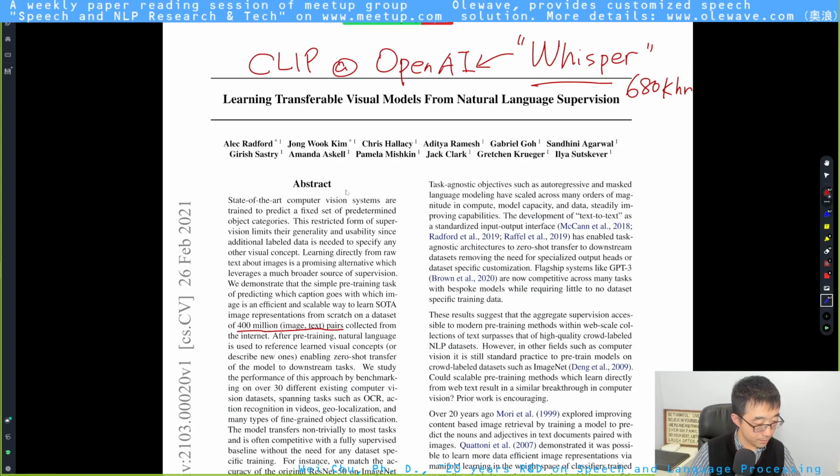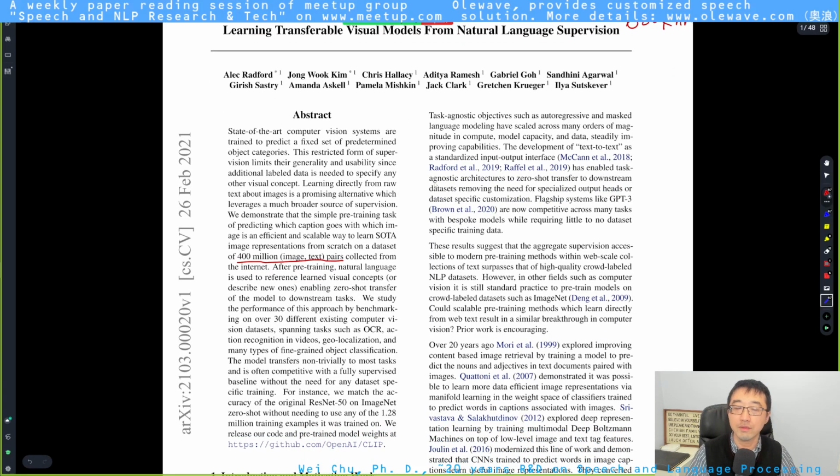Then I think I will start from the introduction. First of all, the authors talked about task agnostic objectives. What does that mean? It means that when people train a pre-trained model for NLP, for example BERT, as we all know, if you look at the final trained model of BERT, it's basically just a super large encoder with lots of parameters.